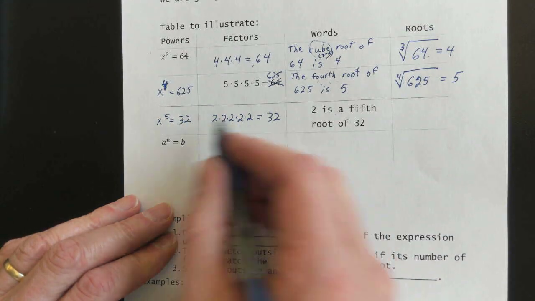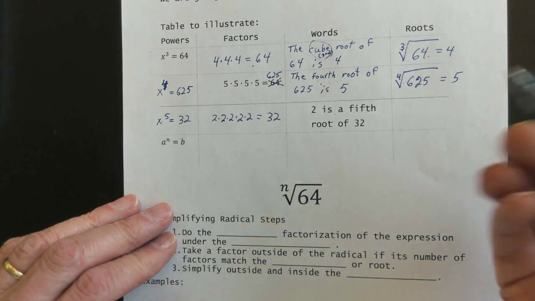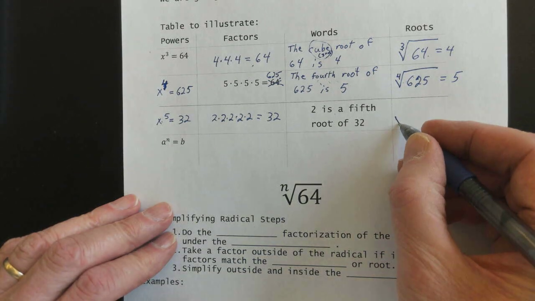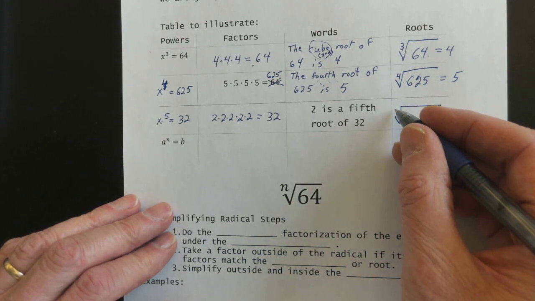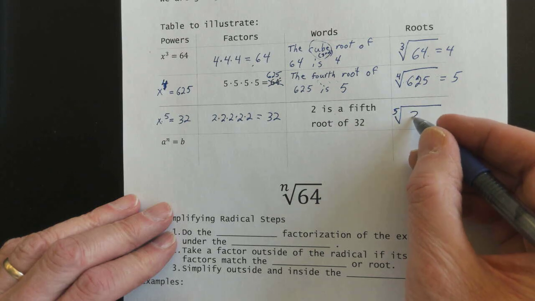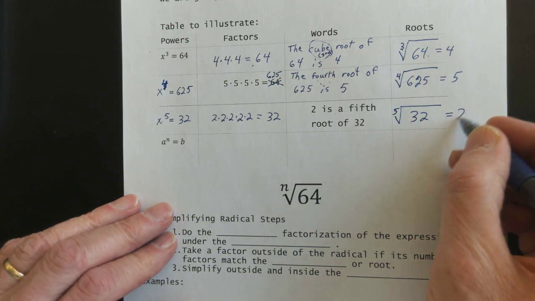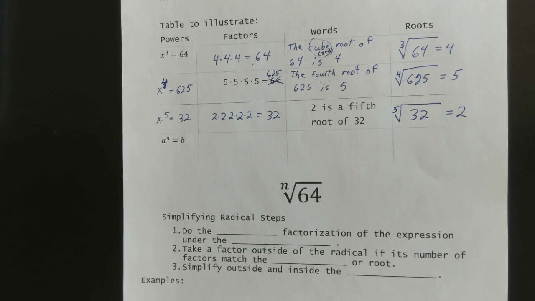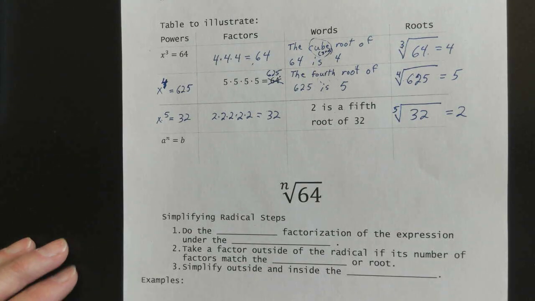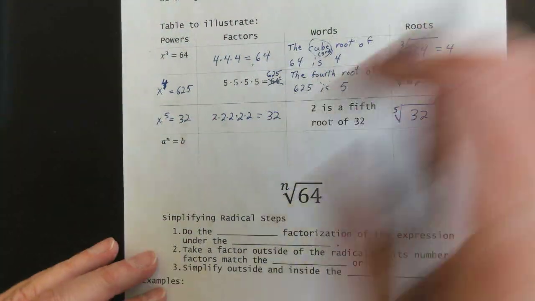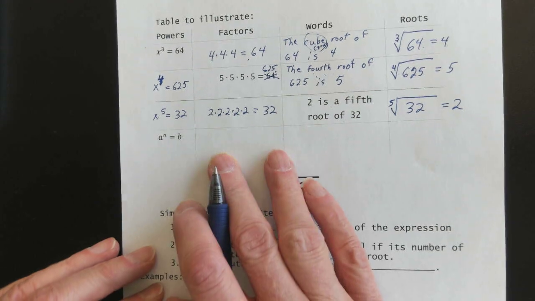2 times 2 times 2, so x is 2 here, right? Is one of the things we could have. Now, when we write the root, we'll put the fifth root of 32 is equal to 2. So far, so good? These are all specific cases. We have a general case I want to do here.